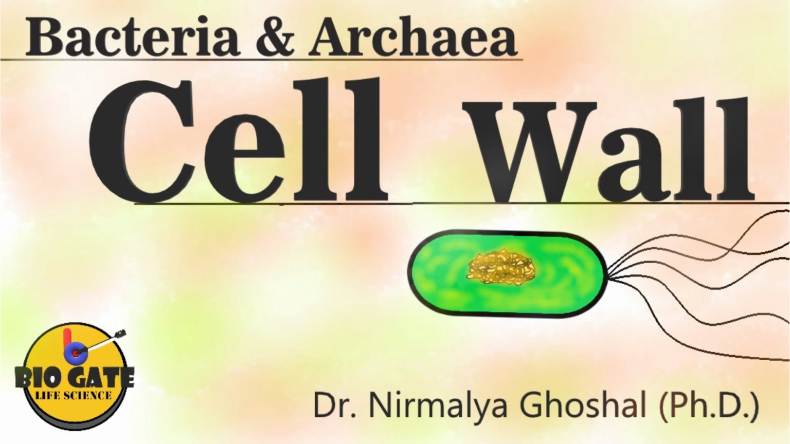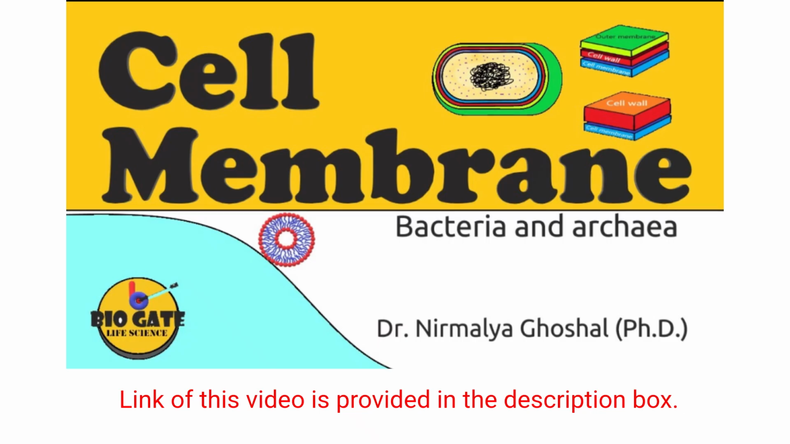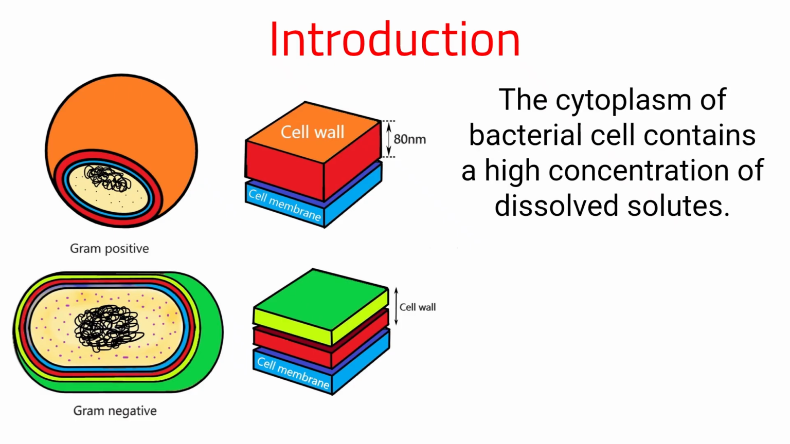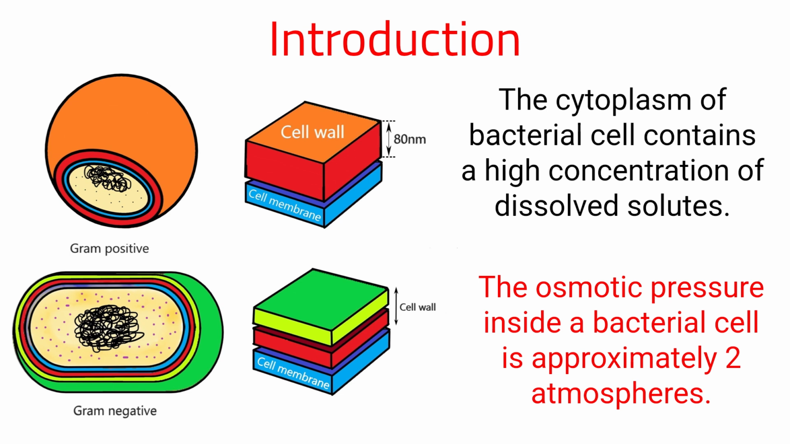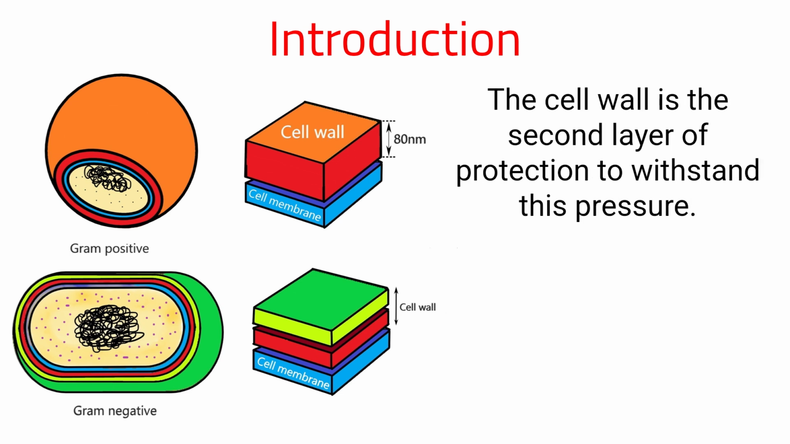Welcome. In this video, I will be discussing the cell wall of bacteria and archaea. In my previous video, I explained the plasma membrane of bacteria, which protects the cytoplasmic contents from the external environment. However, the cytoplasm of bacterial cells contains a high concentration of dissolved solutes, leading to a significant osmotic pressure, approximately 2 atmospheric pressure in a typical bacterial cell. To withstand this pressure and prevent cell lysis, bacteria need a second layer of protection, the cell wall.